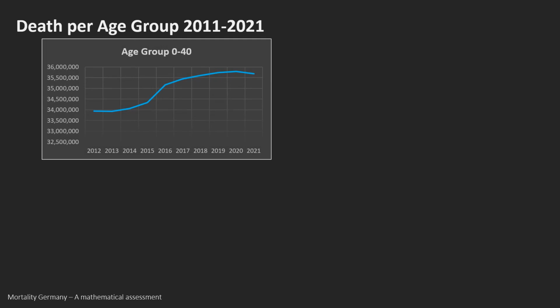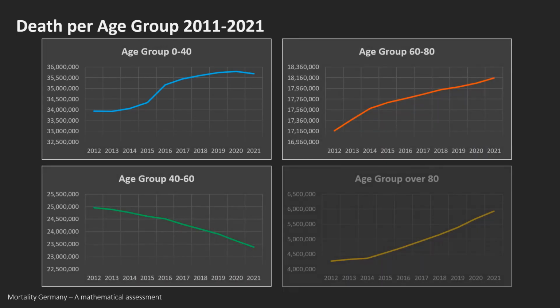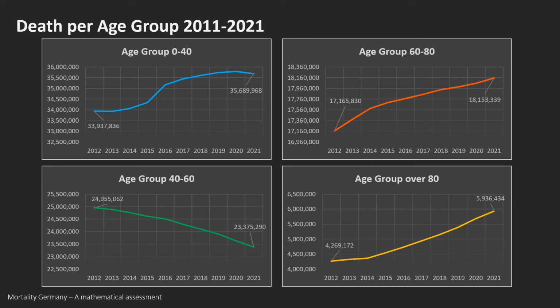And then I graphed the population of all 4 age groups. As you can see, 0 to 40 went up, 40 to 60 went down quite a bit by 1.6 million. Group 60 till 80 went up by 1 million, and the age group over 80 went from 4.3 million to almost 6 million. And now we're getting the deaths from each age group in.